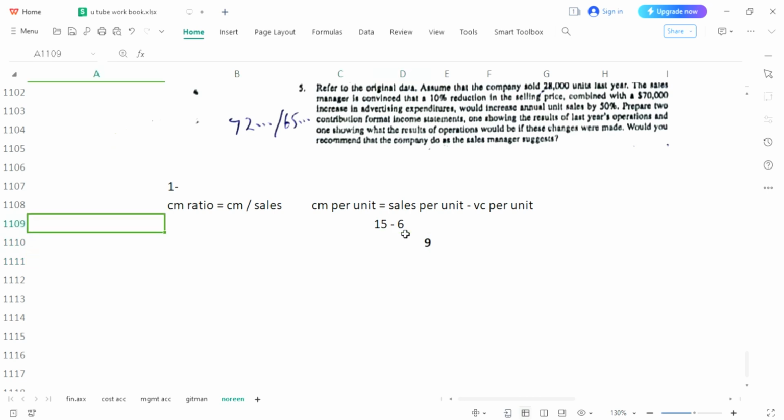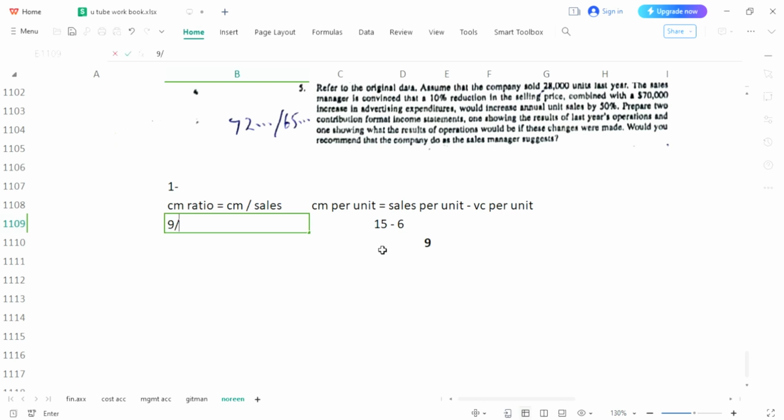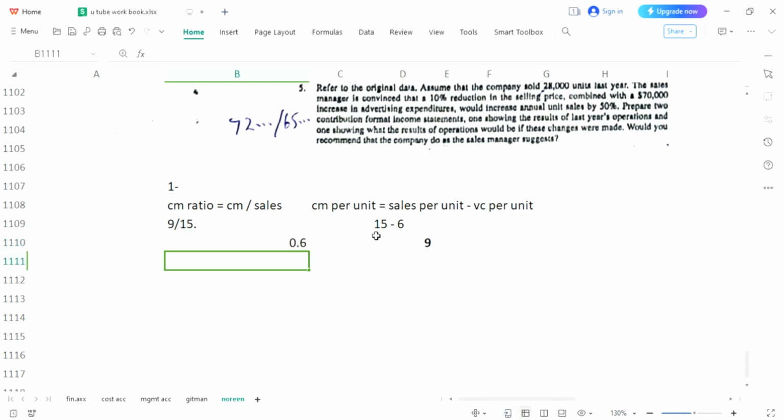Here the CM ratio can be calculated per unit. CM 9 we have seen, and we need to divide it by per unit sales. The sale price is 15. So our statement is completed. Excel is picking it as a date, so we'll put some brackets so that Excel cannot consider it as a date. Now we can put it on our calculator: 9 divided by 15, so it's 0.6.